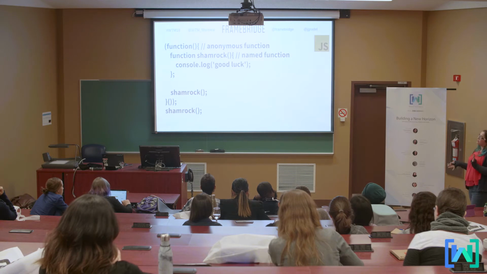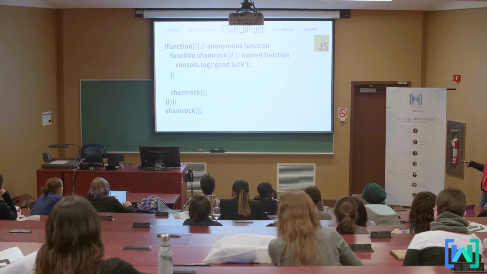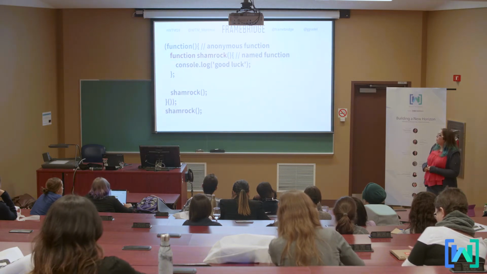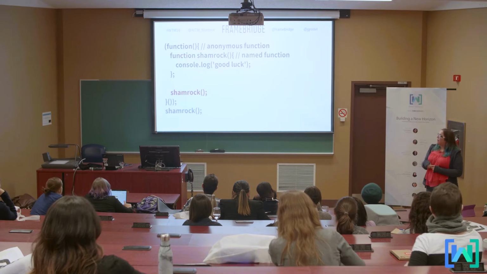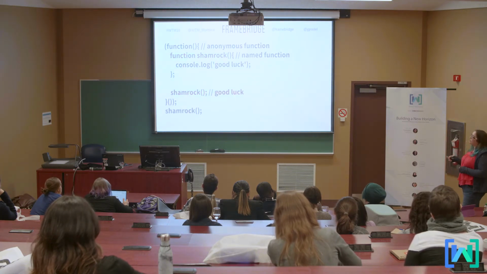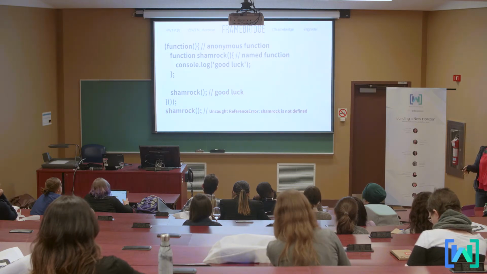Right, so here's a mix of the two. We've got an anonymous function and a named function in here. So I set up this function shamrock, which will console log something out. And then I call shamrock, and we'll get out good luck. If I come outside of all of this and call shamrock, I'll get a JavaScript error because it is only available in the scope in here.